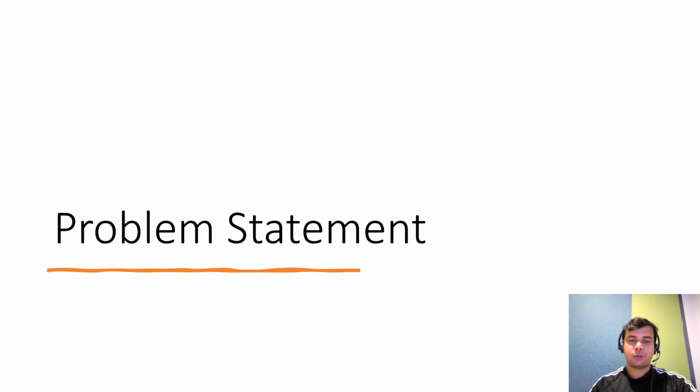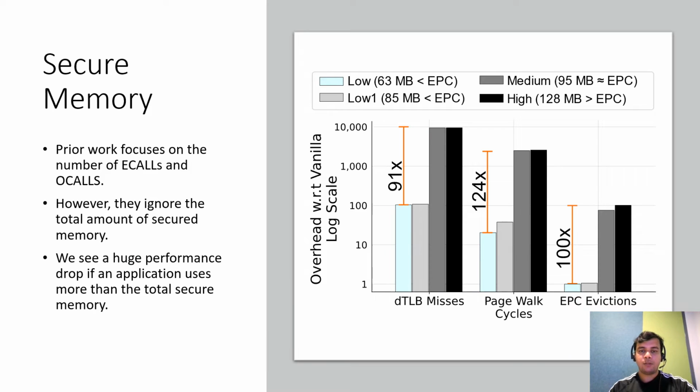Now, let us discuss the problem statement. The performance of the application running in SGX depends on many factors. One of them is how many times the CPU transitions from the secure mode to unsecure mode. This is called eCall and OCall. The second is how much secure memory it is using.